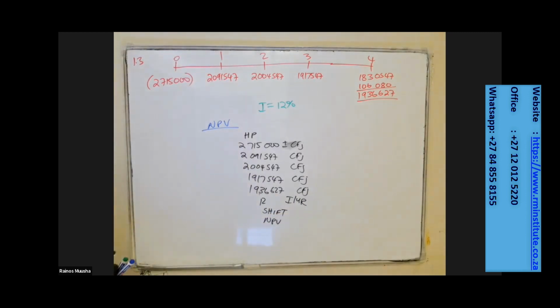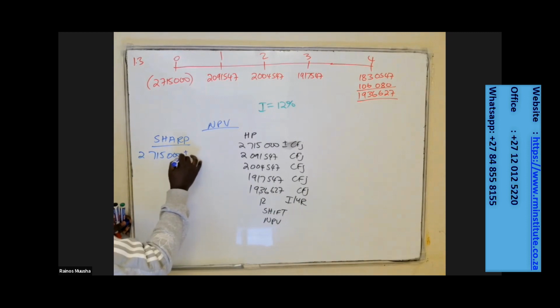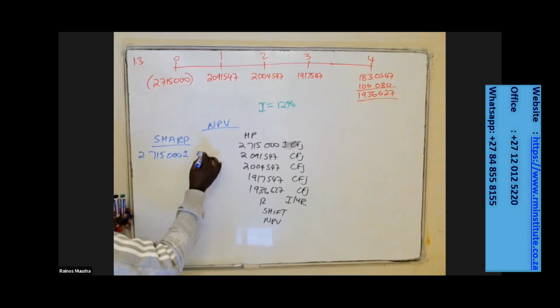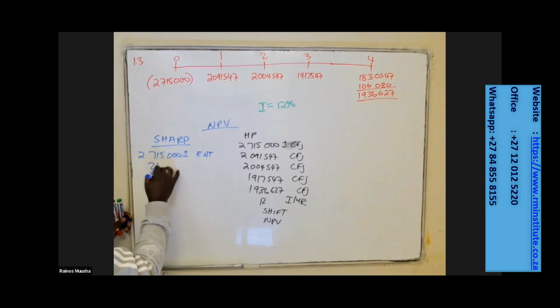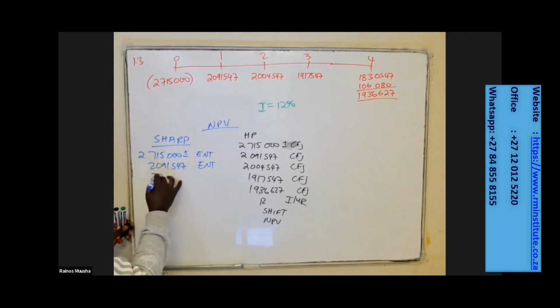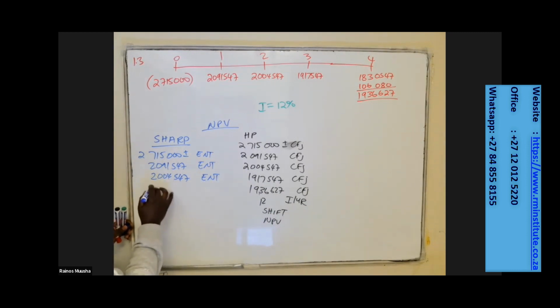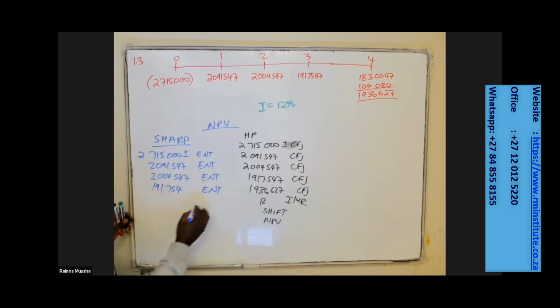And if you're going to be using the Sharp calculator, you enter 2,715,000, you make it negative because it's the cash outflow, and then you press enter. Then 2,091,547, you press enter. Then 2,004,547, you press enter. Then 191,754, and then you press enter. Then 1,936,627, and then you press enter.